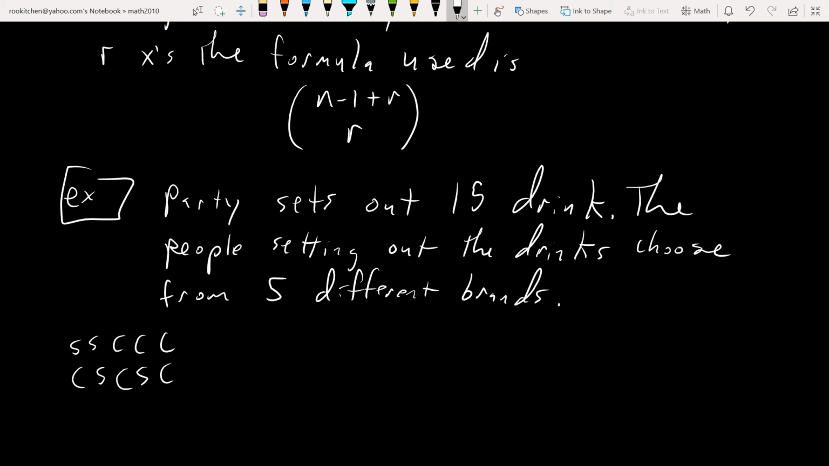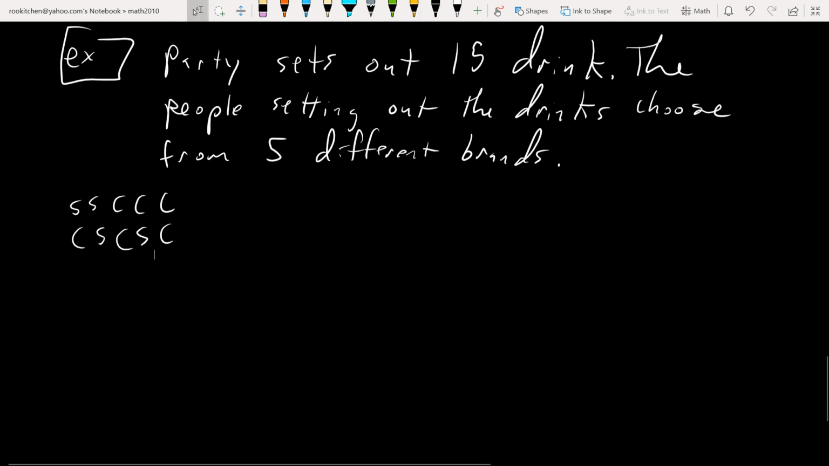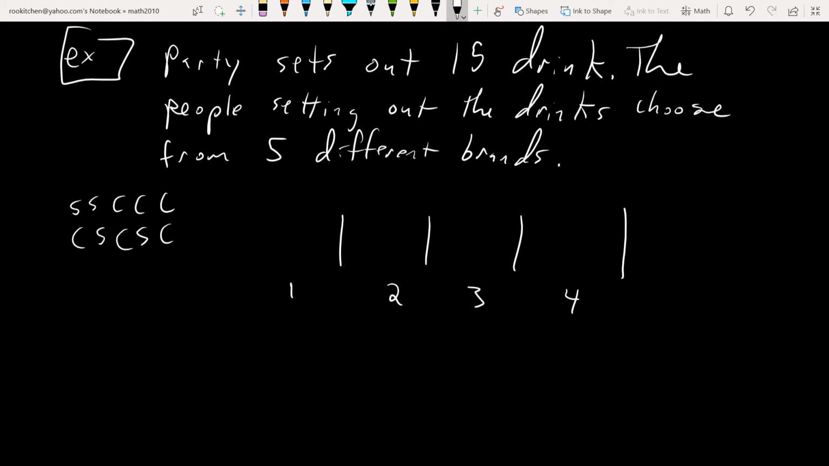To think of it in terms of putting stuff in boxes, the slashes and the X's, we have basically 5 different boxes that we're putting stuff in. So you use 4 slashes, right? Here's brand 1, maybe it's Sprite. Brand 2 is maybe Coke. Brand 3, Mellow Yellow. Brand 4, Royal Cola. Brand 5, whatever. And then you're putting 15 out, so you have 15 X's.